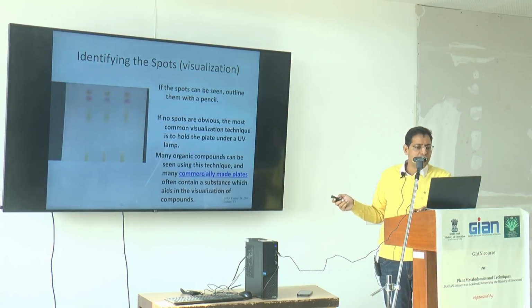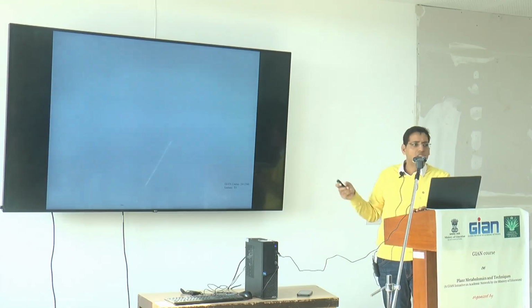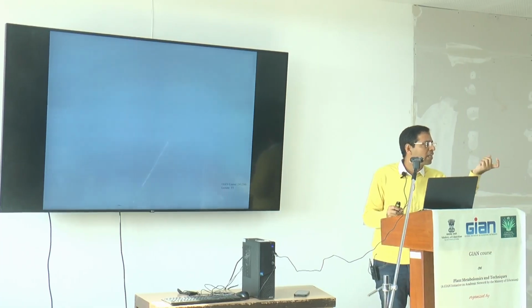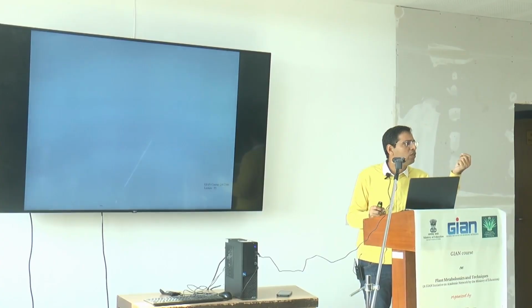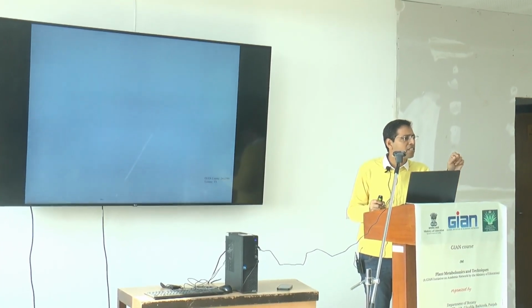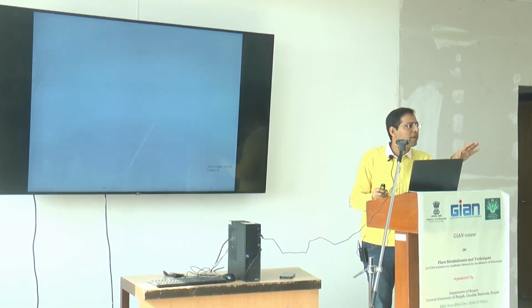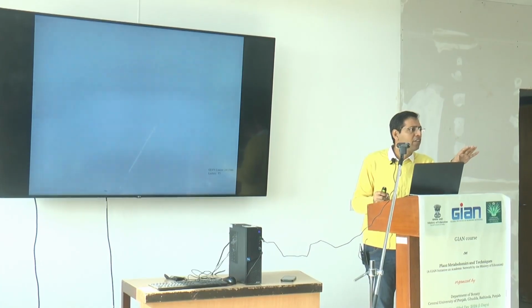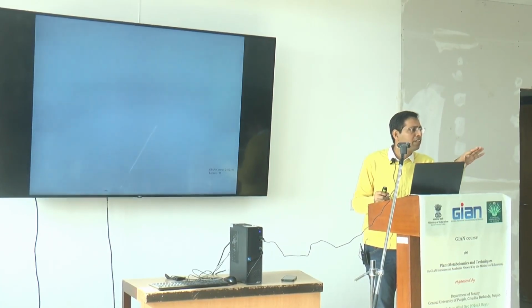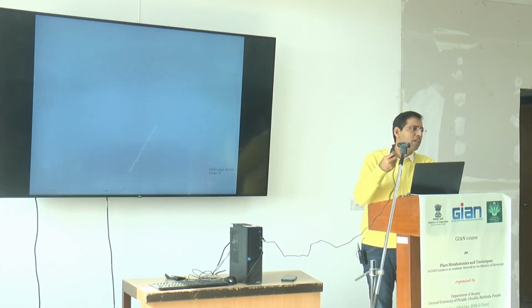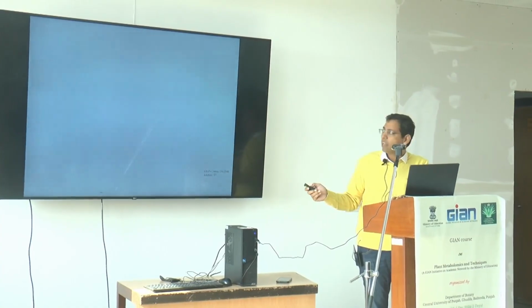So commercially made plates are available. Just purchase a packet of the plates, isolate your sample, extract, and try to understand whether it is coming on that particular plate along with the standards. If you are getting a spot along with the standards, then most of your problem is resolved here. Now, some samples are colorful, so it's okay, but some samples are not colorful. So for that we have to use other techniques, that is, we have to use some chemical components.